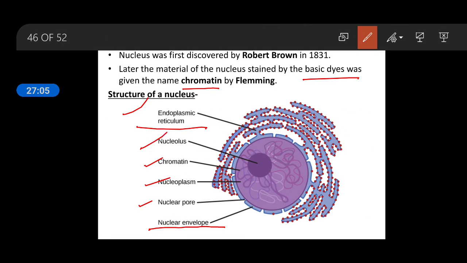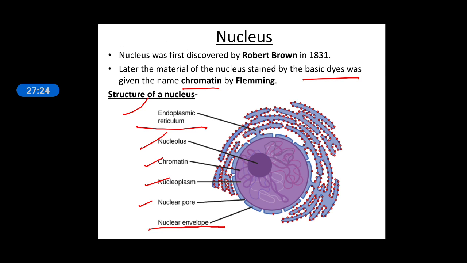Usually one or two nucleoli are present in the nucleoplasm. Nucleolus is also known as the ribosome factory, because it is involved in the production of ribosomes. This is the diagram, and in detail you can see in the next slide.